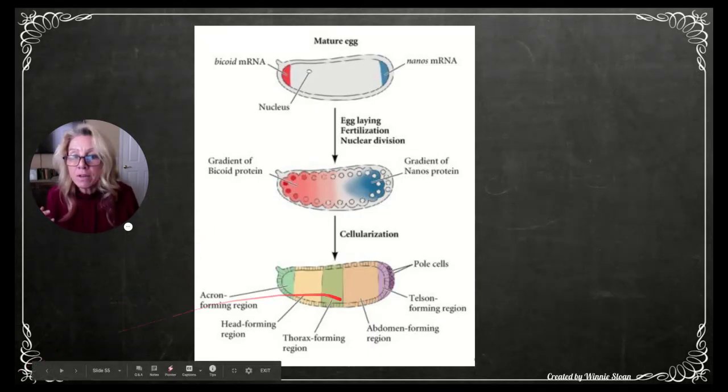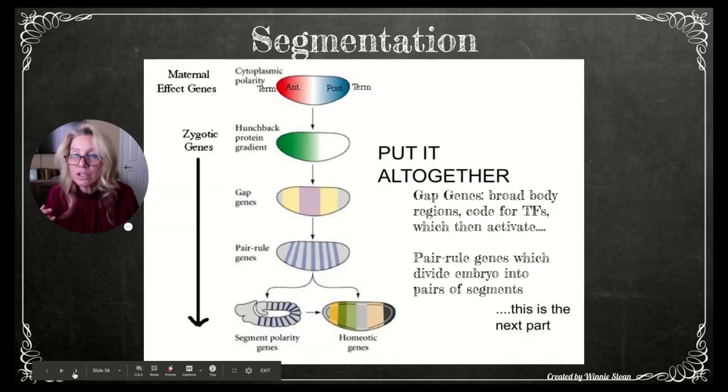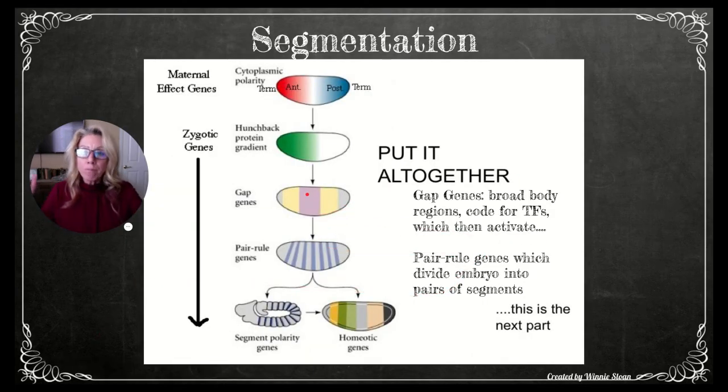So let me get you here, and here you can see that full segmentation, or starting to get there. Here we go. Gap genes are for broad body regions, think regions in your body, and they code for transcription factors, which will then activate some more specialized ones, which are called the pair rule genes. So on your notes, I have those for you. Pair rule genes: genes that code for preliminary segmentation, which in turn activate other genes, etc.